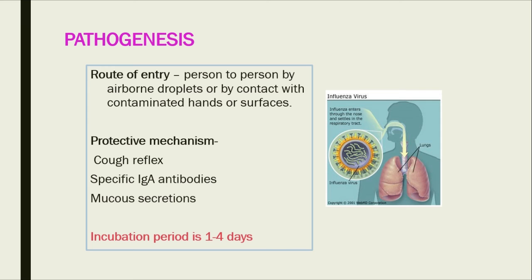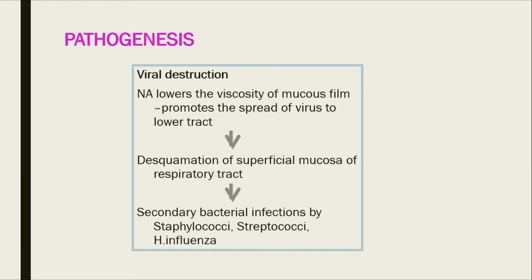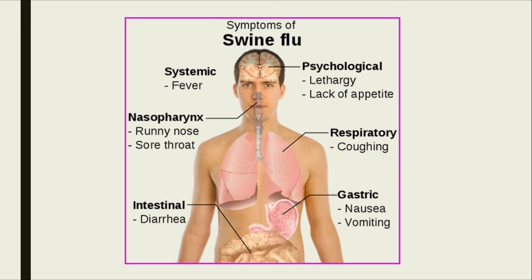After the incubation period of 4 to 5 days, the person will start showing specific symptoms. There will be initial viral destruction if the person is strong, but neuraminidase lowers the viscosity of the mucous film and promotes the spread of the virus to the deep inner layers of the respiratory tract. Once it reaches the lower layers, there will be desquamation of the superficial mucosa, and this can bring secondary bacterial infections, usually caused by staphylococci, streptococci, even Haemophilus influenzae. This complicates the entire scenario, causing serious, life-threatening complications even in healthy individuals.